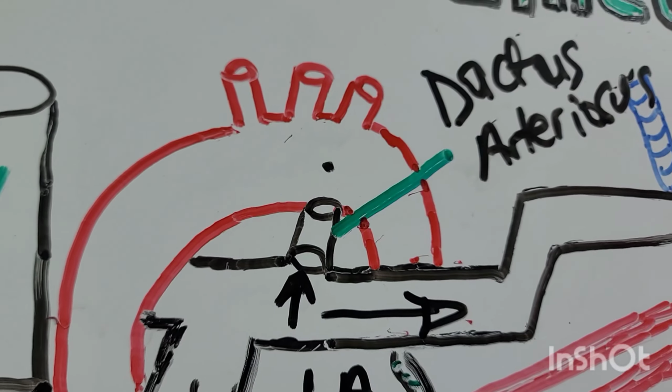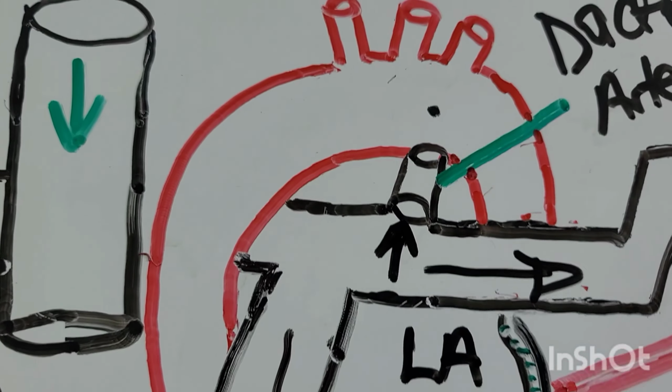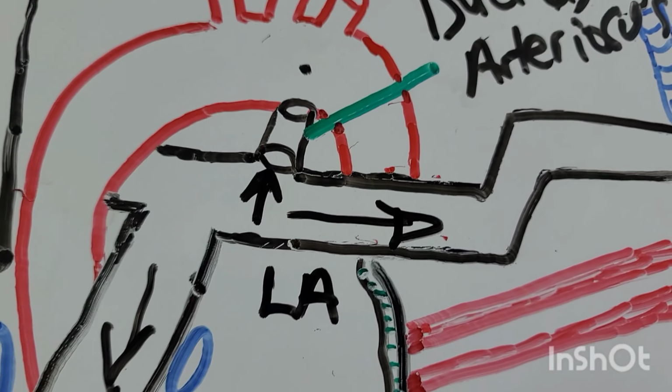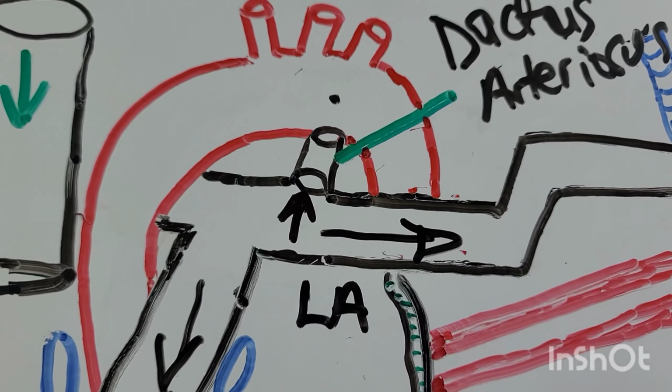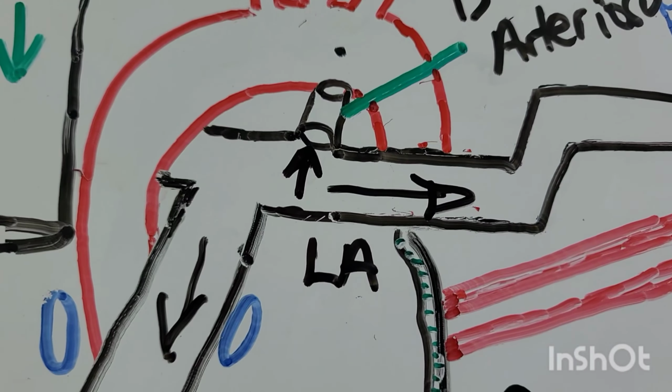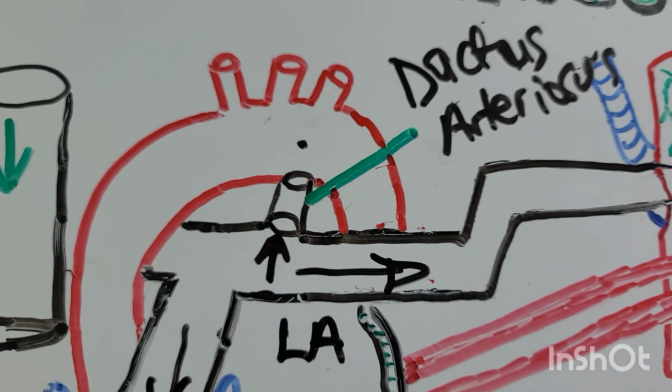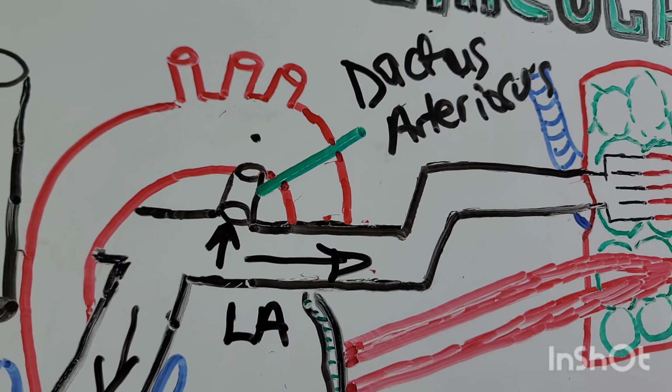And of course, you know, blood likes moving from areas of high pressure to areas of low pressure. Now, during fetal life, you're going to have high pulmonary pressures. For that reason, the little blood which comes off from the right ventricle into the pulmonary circulation will take this route and then enter the aorta through the ductus arteriosus.